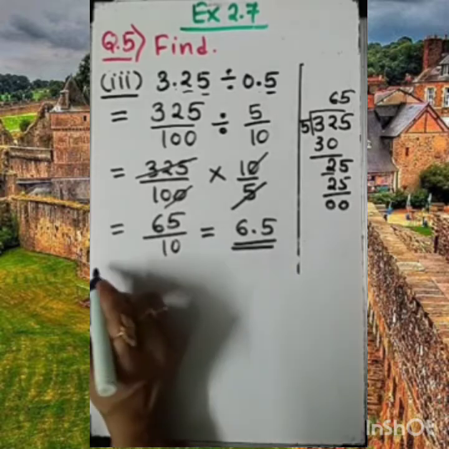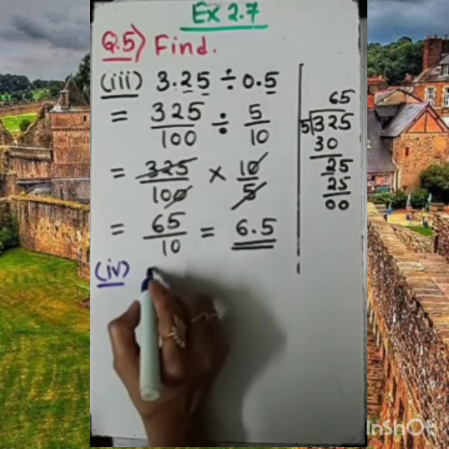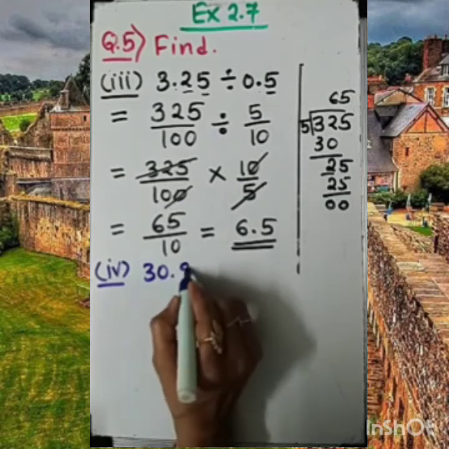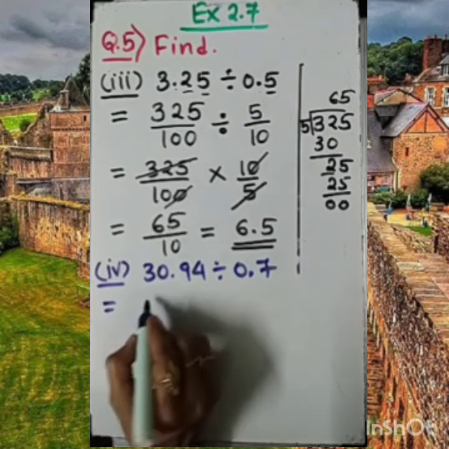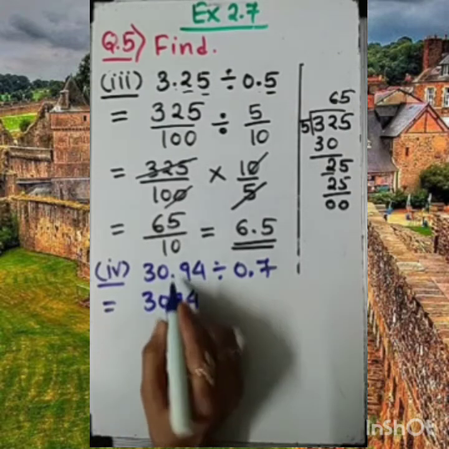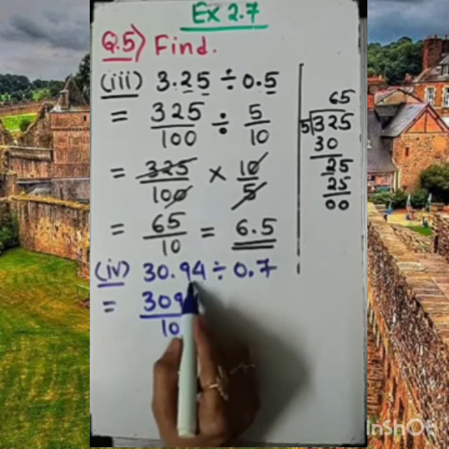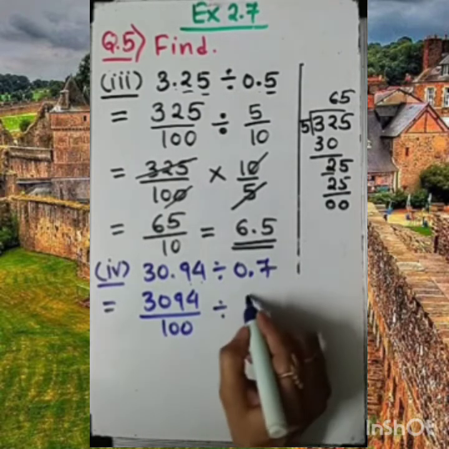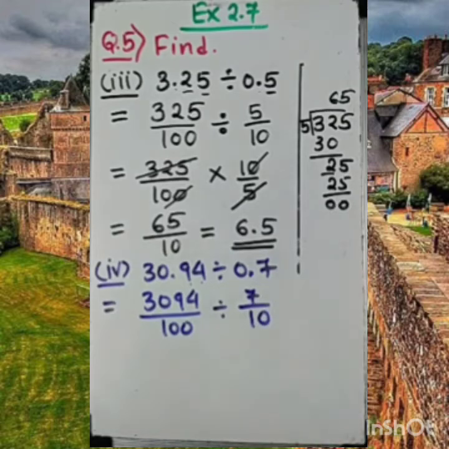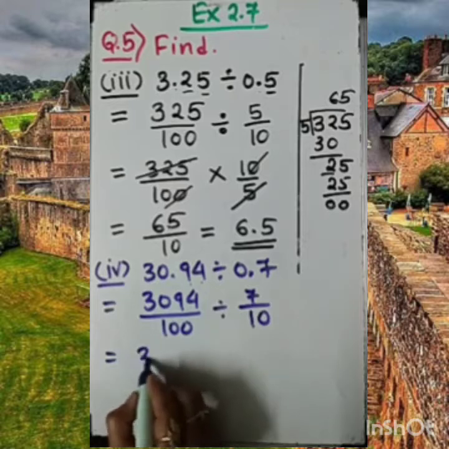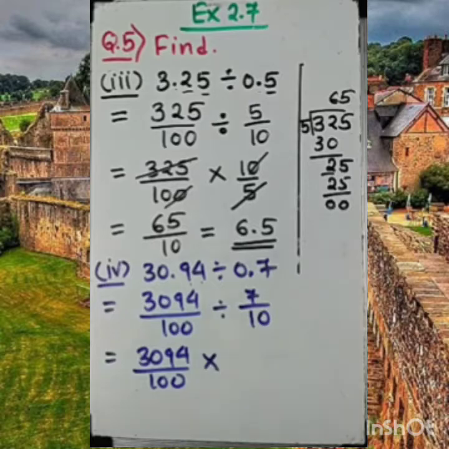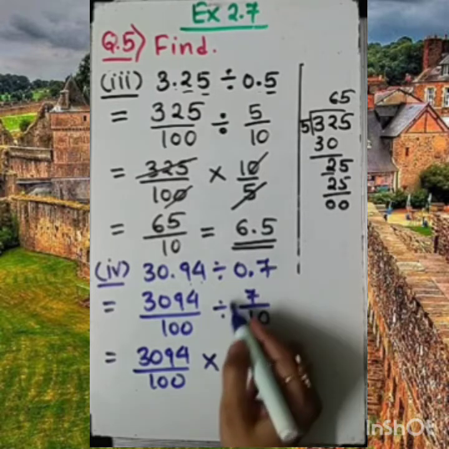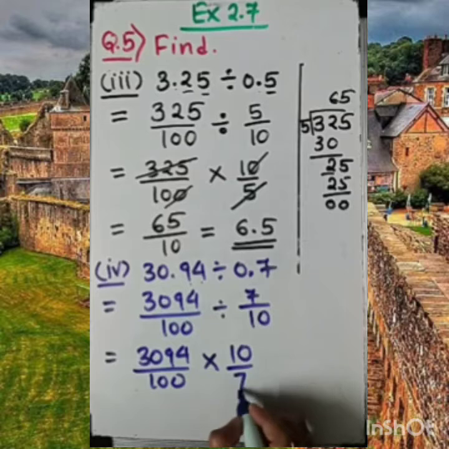The same thing we are going to understand through this example also. 30.94 divided by 0.7. Okay. So first I am removing this decimal. So I need to write 100 here because of 2 digits. Here 0.7 can be written as 7 by 10 in decimal fractional form. So in the next step, I am converting this into multiplication. So I need to write the reciprocal of this, which is 10 by 7, over here.